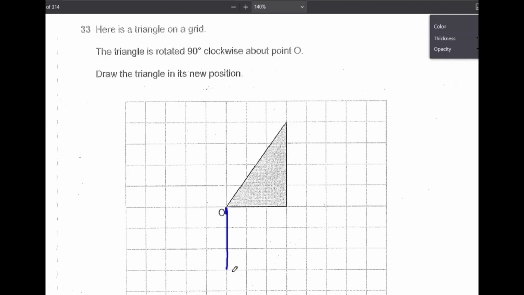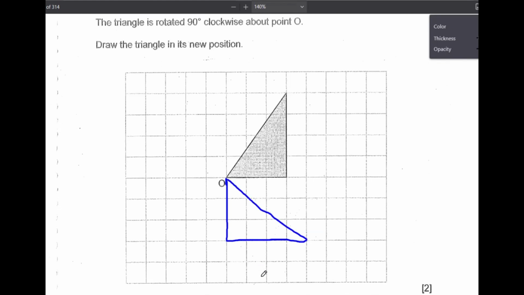And then you draw the other line, which is 1, 2, 3, 4, 4 squares. And then you join this one here. Okay, this is your rotation. It will look like this. This will be the new position because it is being rotated clockwise, 90 degrees. Are we clear? Yes.